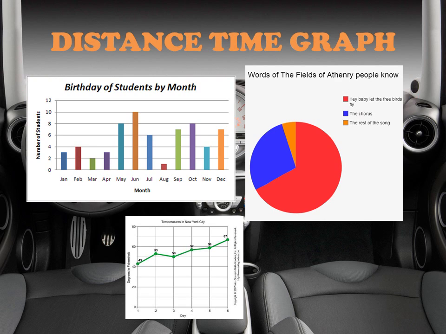Coming to the distance time graph, we generally come across various forms of graphs in newspapers and magazines, and they provide greater details of information and make information more interesting. Now you can see the first graph, the bar graph, which shows the birthdays of students by month. It shows the number of students and in which month how many have birthdays. The other diagram is the pie chart, a graphical representation that gives information in the form of comparisons.